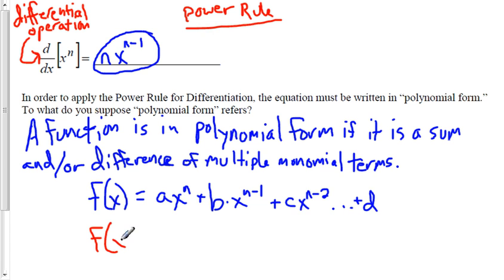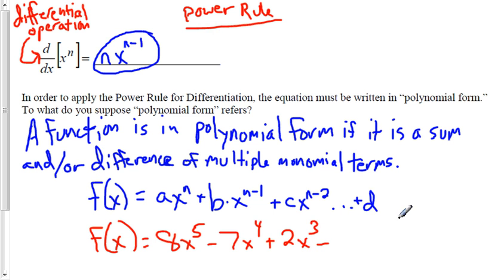Again, the a, b, c, d just represent the coefficients or the constant. So I could have 8x to the fifth minus 7x to the fourth plus 2x to the third. And again, they can be different, they don't have to be different. I could have minus 7x squared plus 12x minus 15, and that would be a polynomial.